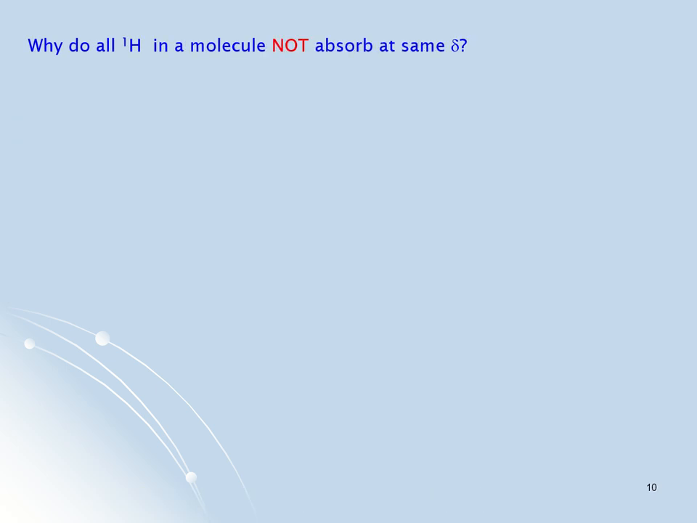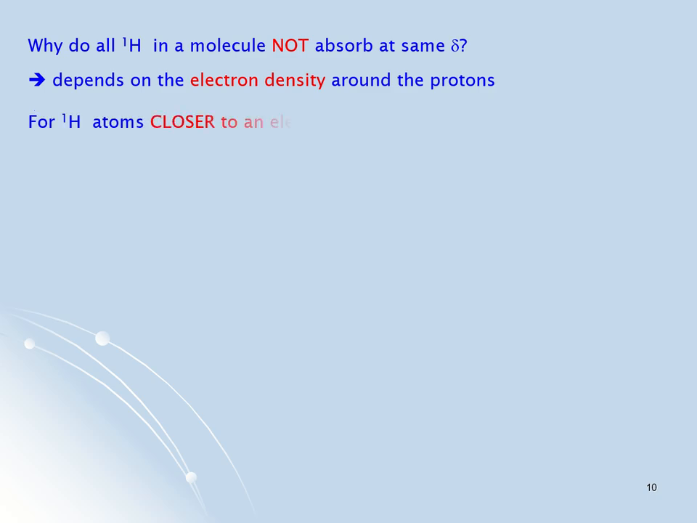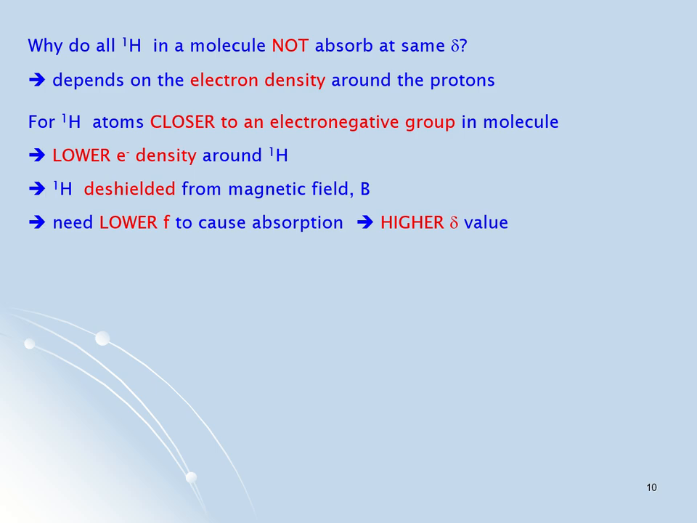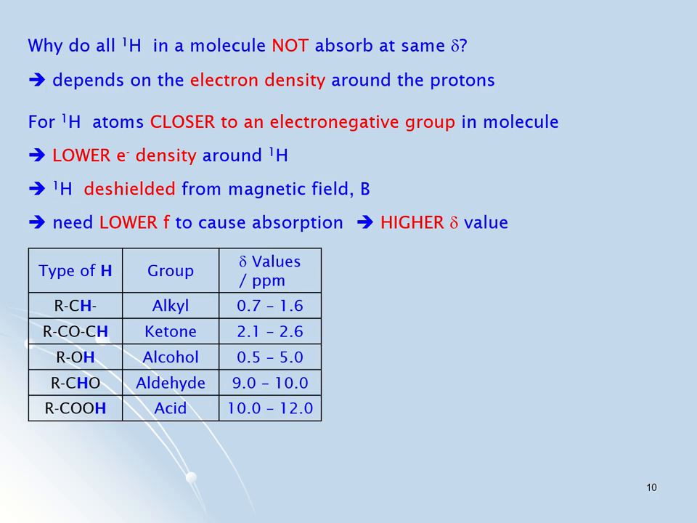So why do all hydrogens in a molecule not absorb at the same chemical shift? Well, that's kind of what I've already said. It depends on the electron density around the proton. And the closer that proton is to an electronegative group in the molecule, the lower that electron density around the hydrogen will be, because the electronegative atom is withdrawing it away. So the hydrogen is what we call de-shielded, okay? And it needs a lower frequency for absorption. And that lower frequency is equivalent to a higher chemical shift, or a further downfield chemical shift.